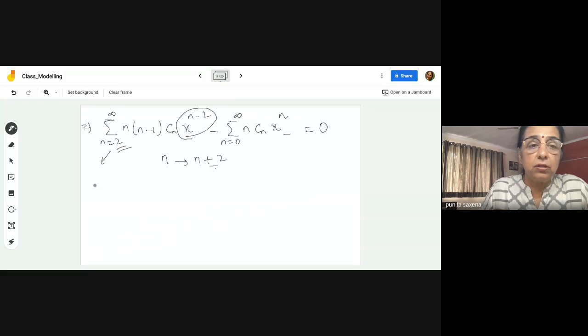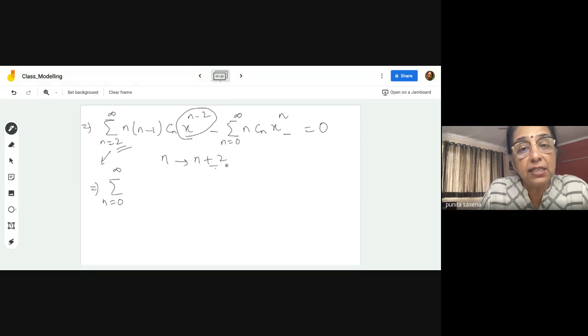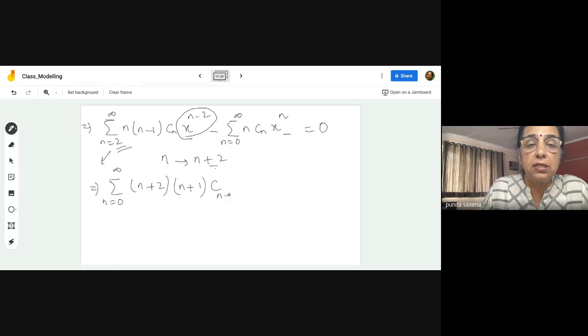Okay, so that means my left hand side will now become summation n from 0 to infinity, because I have increased the index by 2, therefore the starting point will reduce by 2. So when your starting point reduces by 2, it simply becomes 0 to infinity, and I'm going to have n plus 2 because I've changed my n to n plus 2, and n minus 1 will become n plus 1 C n plus 2 x to the power n. Is this clear how I am doing it?